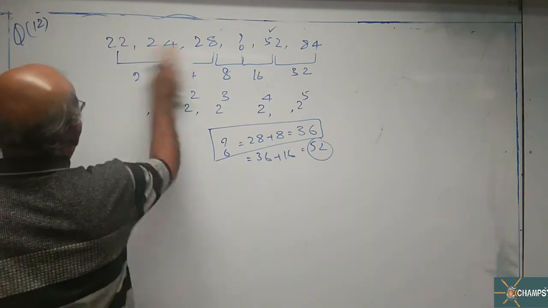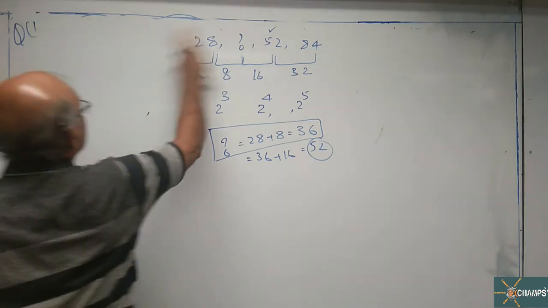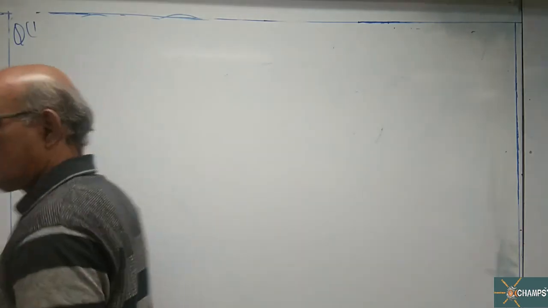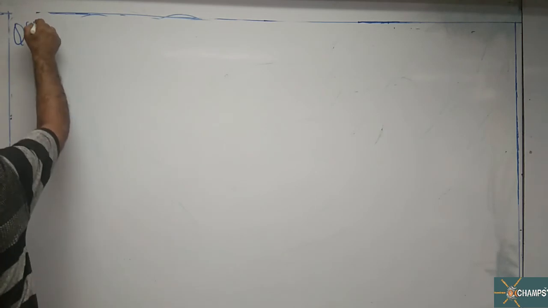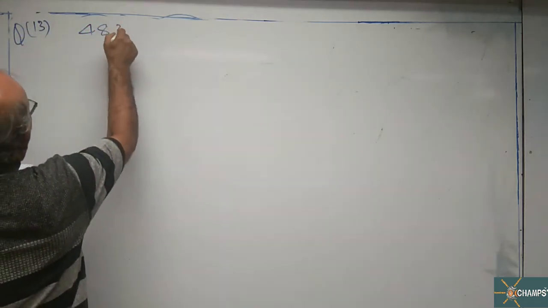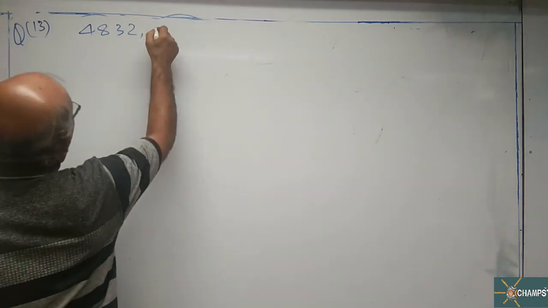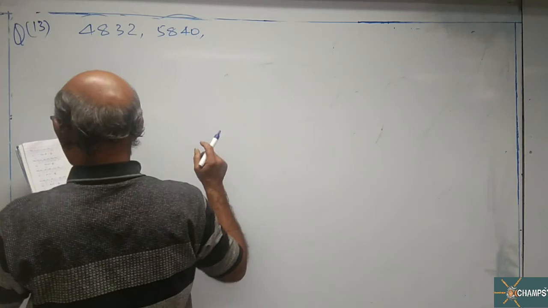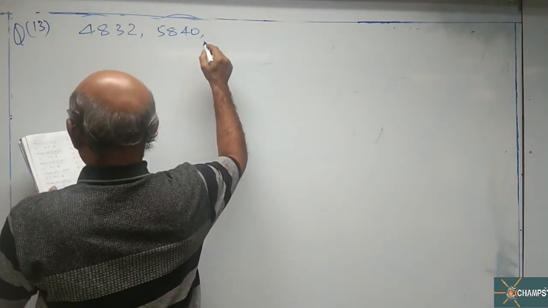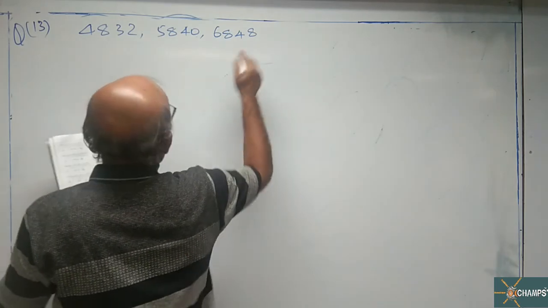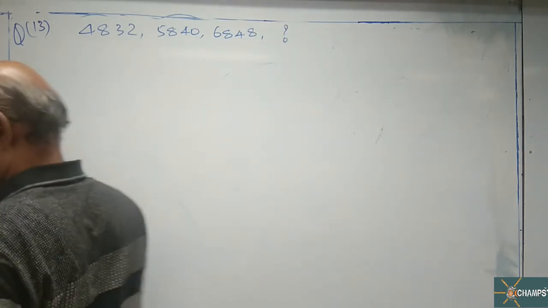Now let us see question number 13. Here the four digit numbers are 4832, 5840, 6848, question mark.